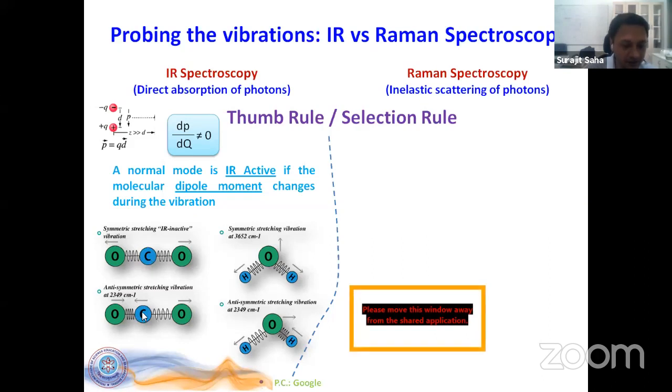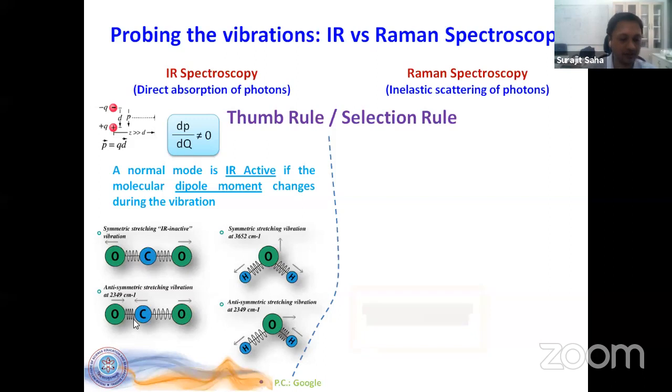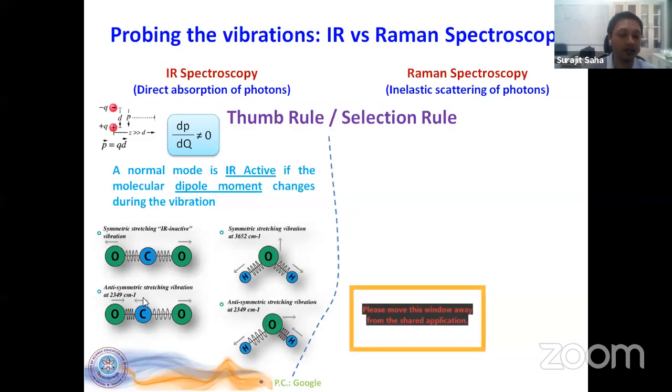But on the other hand, if you think of this other one, which is antisymmetric stretching, where you see this oxygen is approaching the carbon, but at the same time, this oxygen is going away from the carbon. So it's basically an asymmetric stretching vibration. Now here, this will give rise to a change in dipole moment due to this vibration. And this change in dipole moment will make this vibration IR active and it will be seen in the IR spectrum. Similarly, for the water molecule, this is a stretching vibration. This is an antisymmetric vibration.